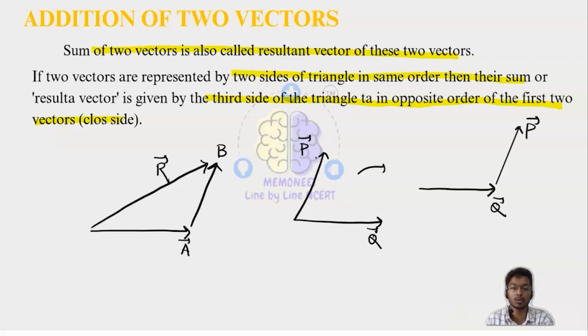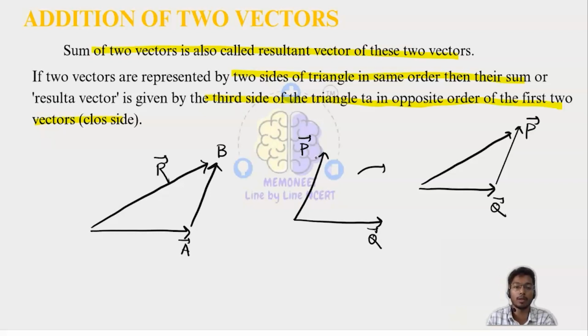So this is p vector, and the resultant will be in this direction, which will be opposite in the order of the p and q. What do you mean by order? It is going in this direction, that is anticlockwise. But here the resultant is opposite of the p and q order.